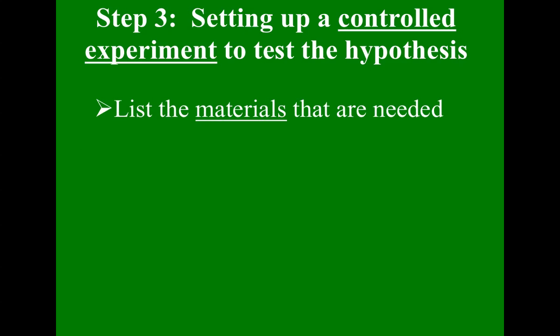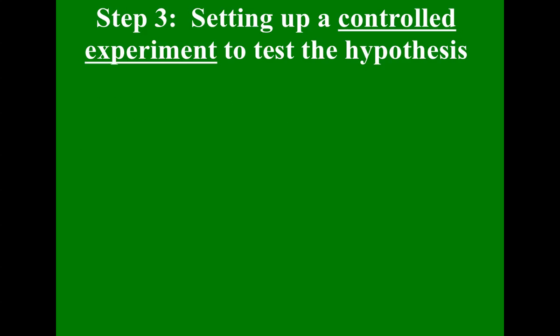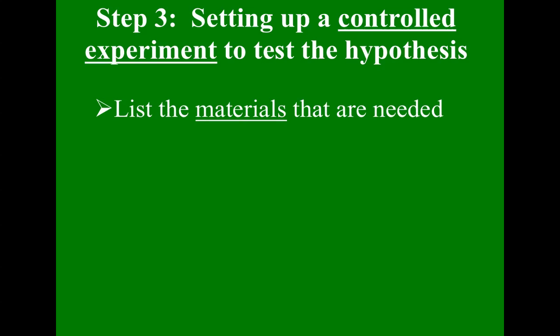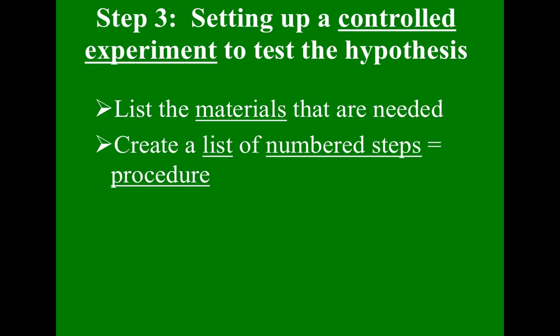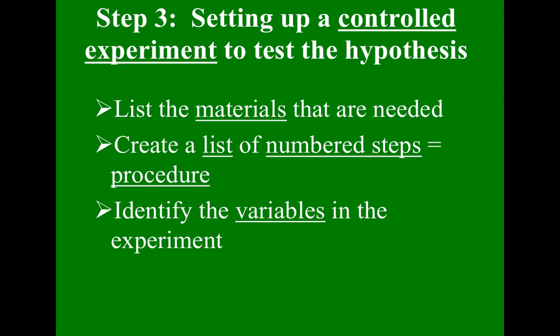Step 3 is to set up a controlled experiment to actually test the hypothesis. And this consists of a number of different things. You need to list the materials that you're going to need. You create a list of numbered steps. That is called your procedure that will be followed. You identify the variables in the experiment.